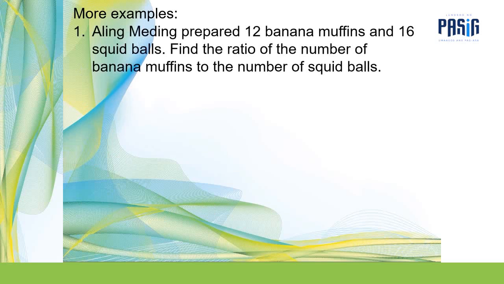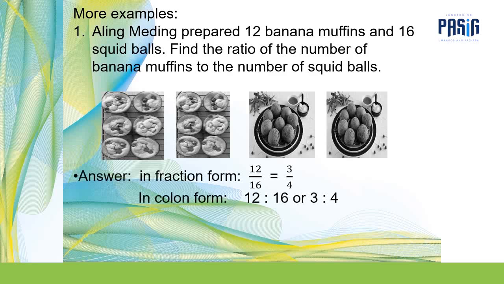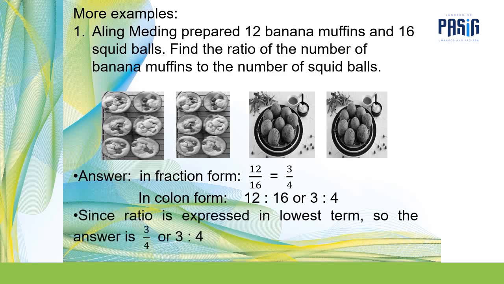Number 1. Aling Meding prepared 12 banana muffins and 16 squid balls. Find the ratio of the number of banana muffins to the number of squid balls. We have here pictures of banana muffins and squid balls. To find the ratio, we have, in fraction form, 12 over 16, which is equal to 3/4 in lowest term. In colon form, we have 12 is to 16 or 3 is to 4. Since the ratio is expressed in lowest term, the answer is 3/4 or 3 is to 4.